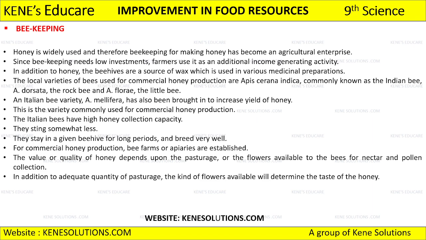Because you might have seen bees sitting on some colorful flowers. The reason why they sit on the flower is to collect the nectar from that flower, right? And they even help us in pollination. So these are some of the reasons why bees are very important, right? So in addition to adequate quantity of pasturage, the kind of flowers which are available is also going to determine the taste of the honey. Like what exactly will be the taste of honey? That depends upon this.